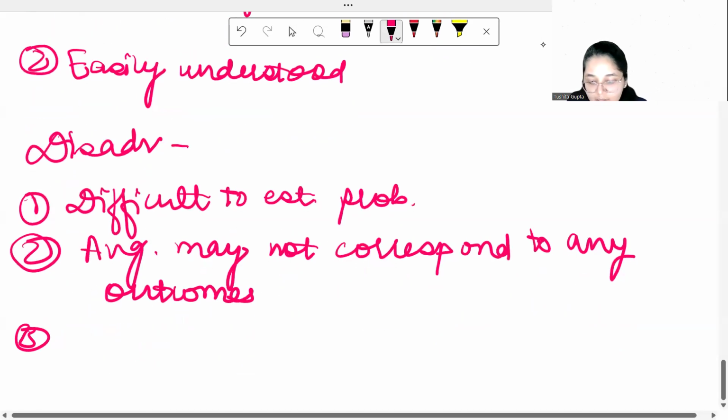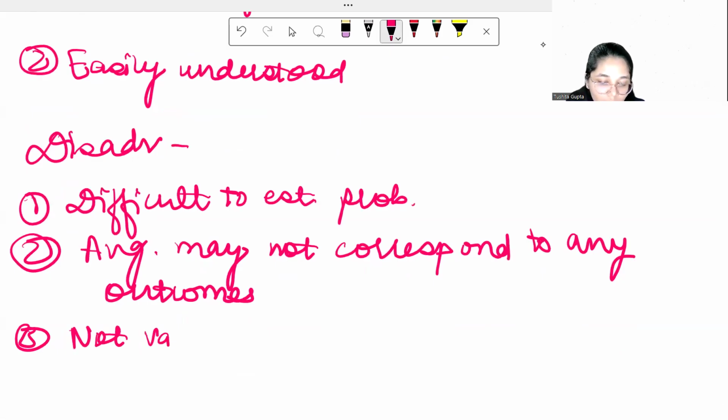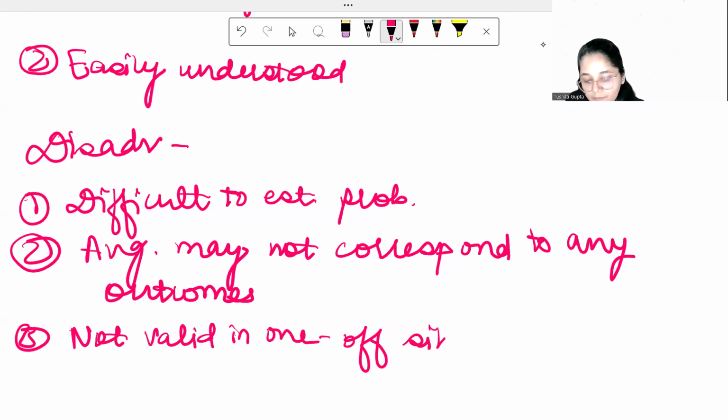Number three is that it is not valid in one-off situations. Probability, always remember, will work best when the outcomes are repeated multiple times. So it is not valid in one-off situations.